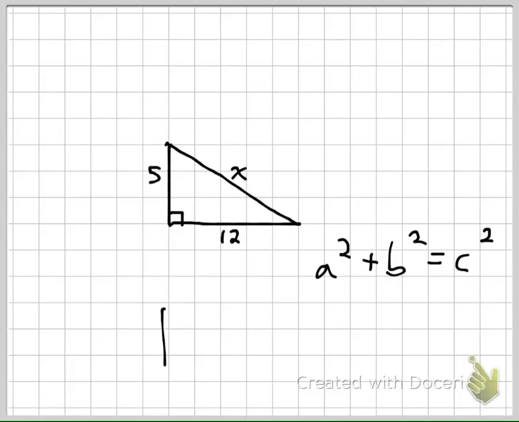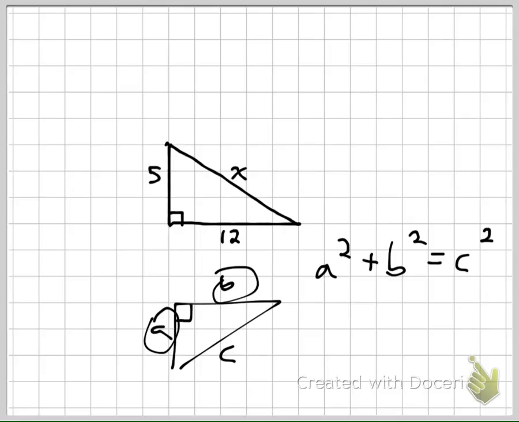Even if I draw it like this, or like this, right? Leg, leg, because they make up the right angle. Does that make sense? It's not always the bottom left. It's whatever two sides make up the right angle. They're the legs. Okay.